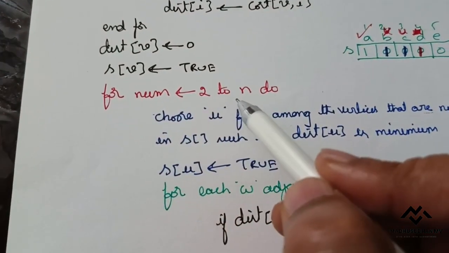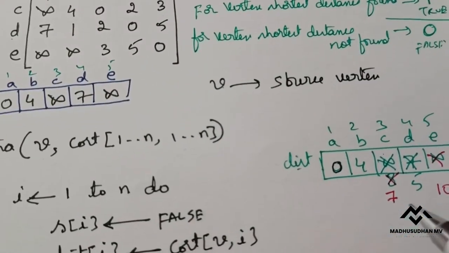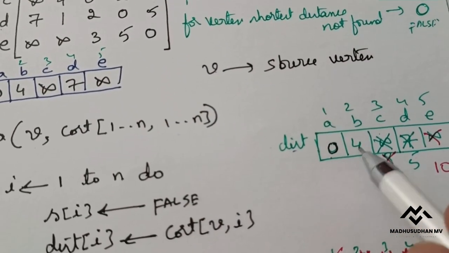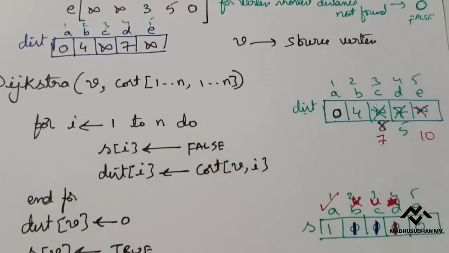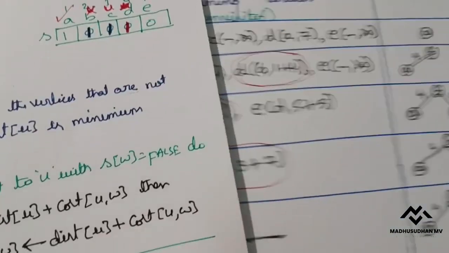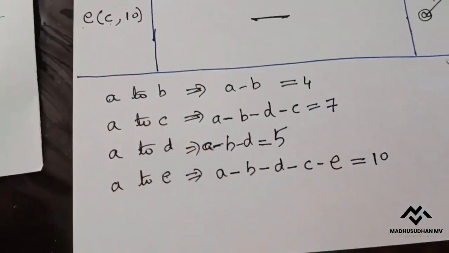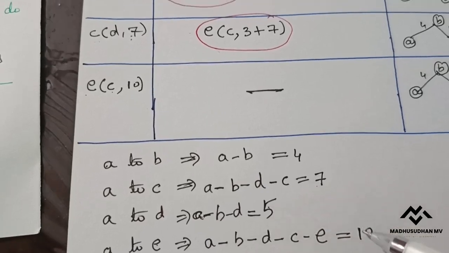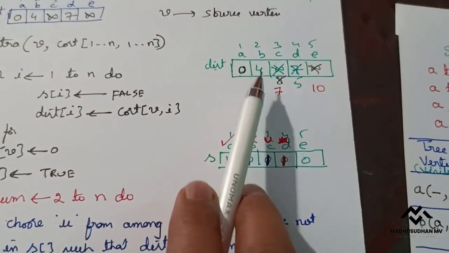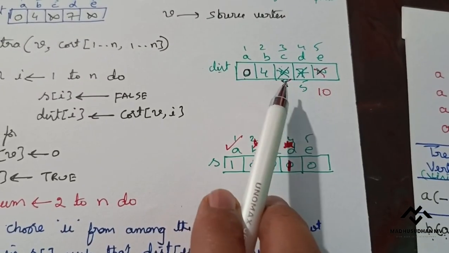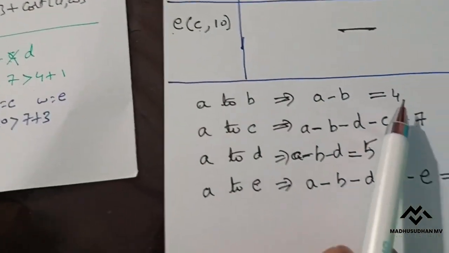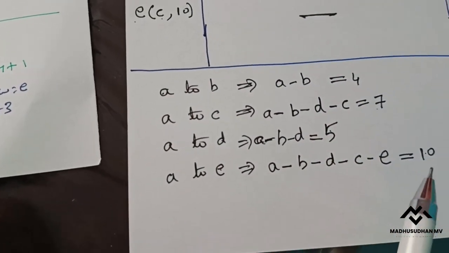Next, 5. 5 less than or equal to 5, false. Now this is my shortest distance: 0, 4, 7, 5, 10. Same thing we got at the end of the problem. See, 4, 7, 5, 10, where is this? Here. 4, 7, 5, 10. Same thing you got.